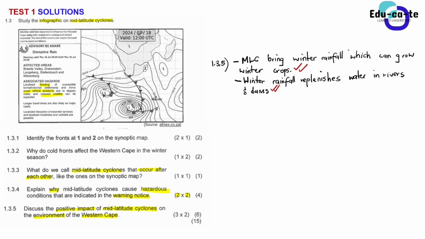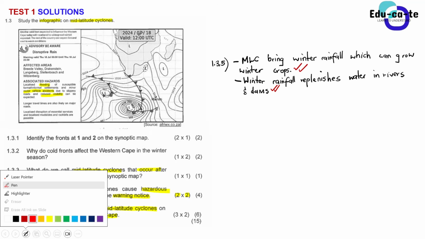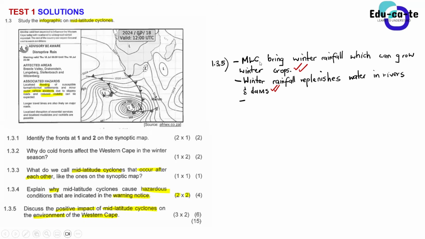Yes. Let's continue, guys. What other positive impacts can you think of for a mid-latitude cyclone? Yes, Trevor. Growing winter crop production can increase GDP. Yes, guys, you can make a follow-up point. You are allowed to make a follow-up point because you have already told us that the mid-latitude cyclone brings winter rainfall, which can grow winter crops. Now, growing these winter crops is a follow-up point. Growing these winter crops can actually increase the GDP.